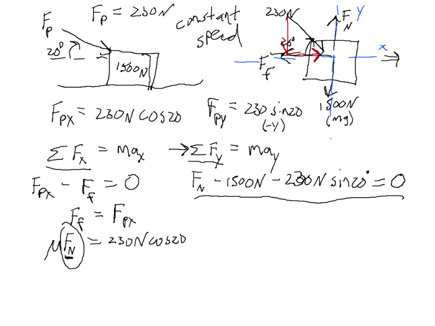So at this point, it's algebra. Just solving for Fn, then solve for mu. Okay, now how is this going to change in Part B? In Part B, we are to assume that the coefficient of friction is the same as what you found in Part A.